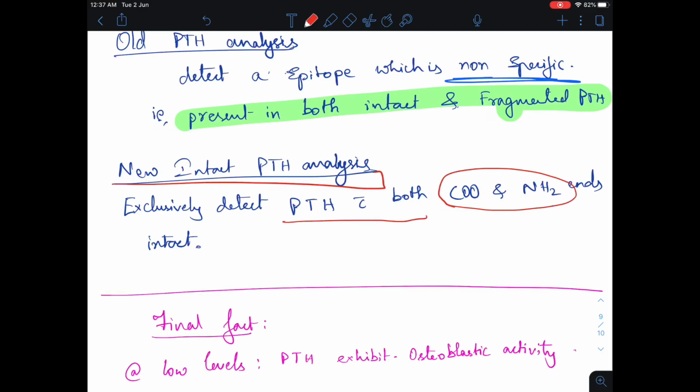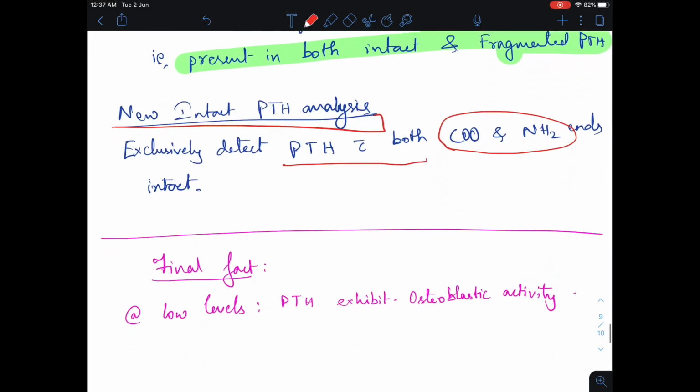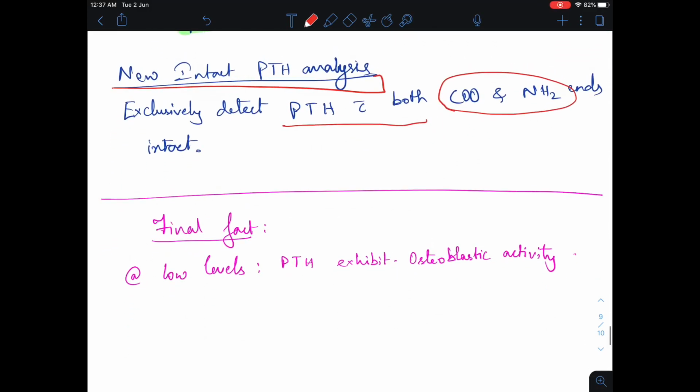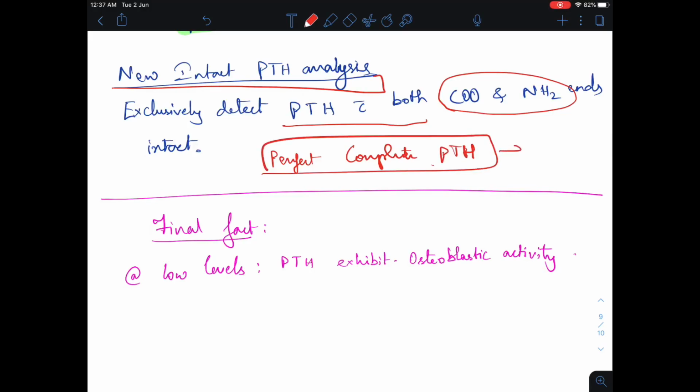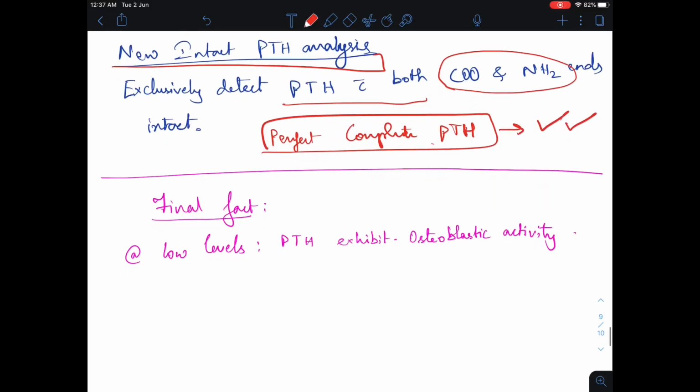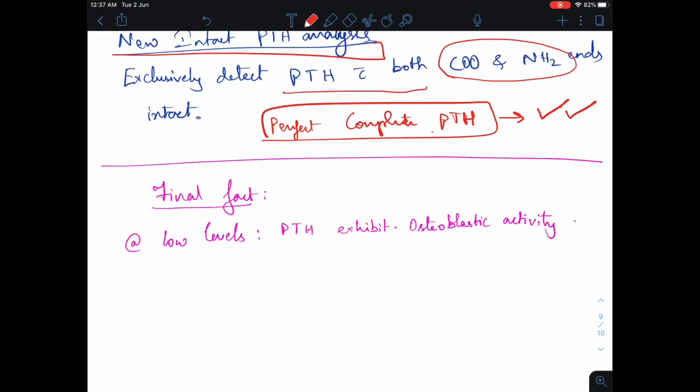Now what you will know is the perfect, complete PTH, which exerts biological action. That is the PTH you want to know the level of. And coming to the final fact, at very low levels PTH exhibits osteoblastic activity. This has been used in the treatment of various diseases like osteomalacia. So low levels of PTH and PTH analogs.